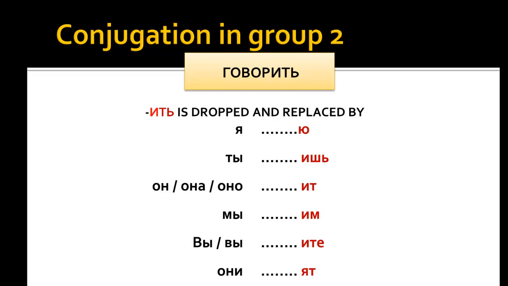Let's take a look at the verb говорить. The ending is dropped and replaced by the personal endings. So you have я говорю. Ты говоришь. Он, она, оно говорит. Мы говорим. Вы говорите. Они говорят.